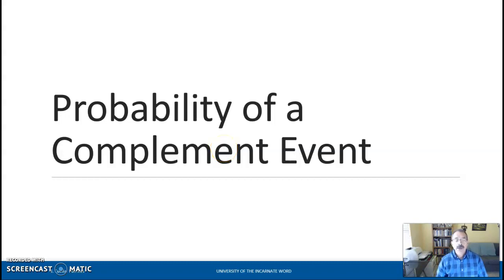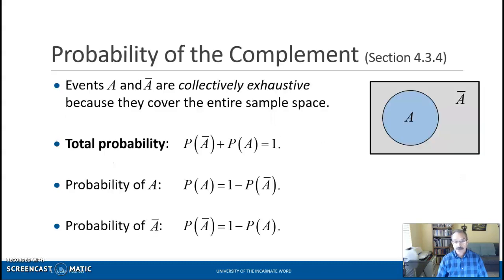This is part 3 of the Module 4 lecture. Now, starting here, we're going to talk about the probabilities of the different types of events that we will encounter. So the first one we're going to talk about is the probability of a complement event.